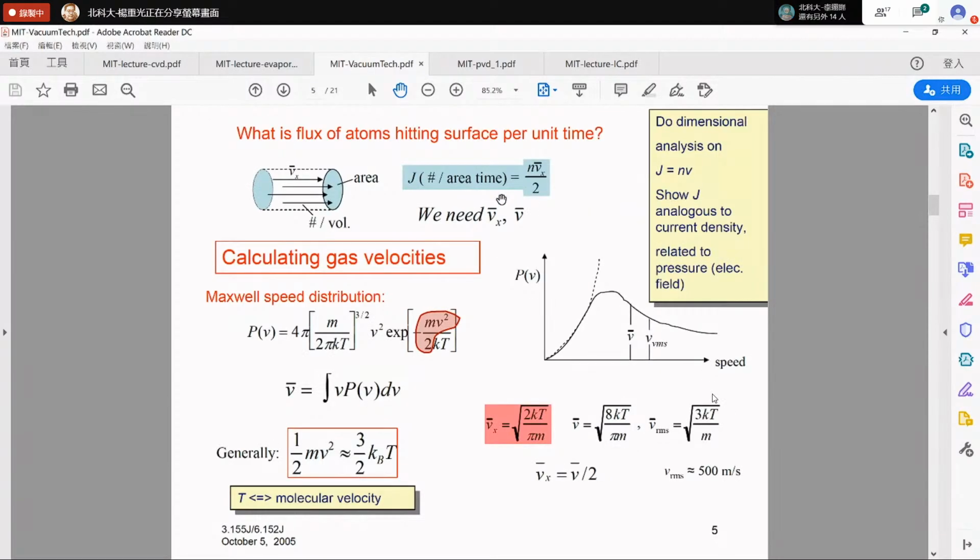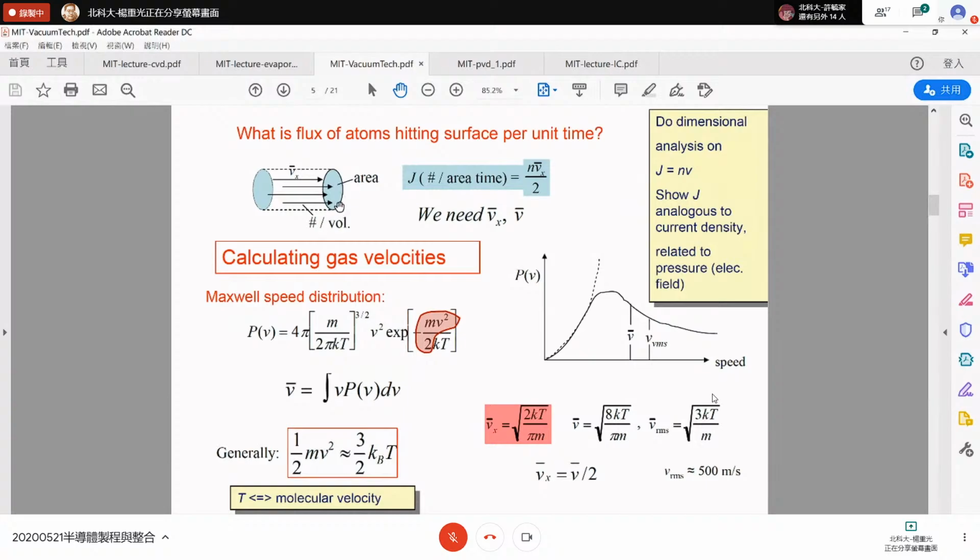So what is the flux of atoms hitting a surface per unit time? This flux is equal to the number of molecules divided by the area and divided by the time. Then the flux J is n Vx, where V is the velocity, divided by 2.